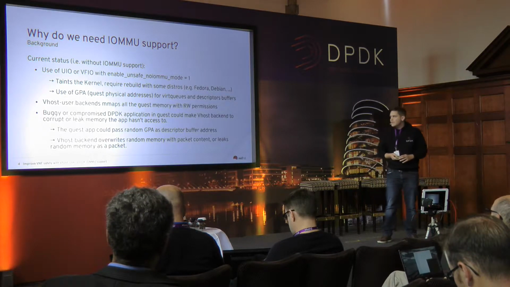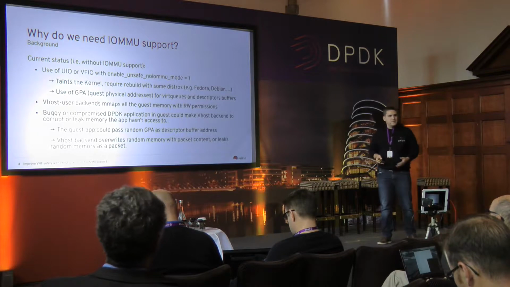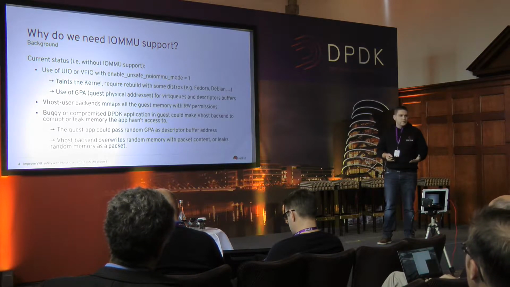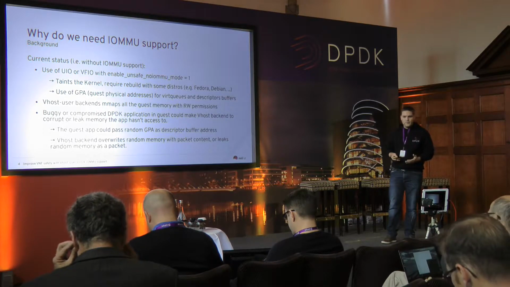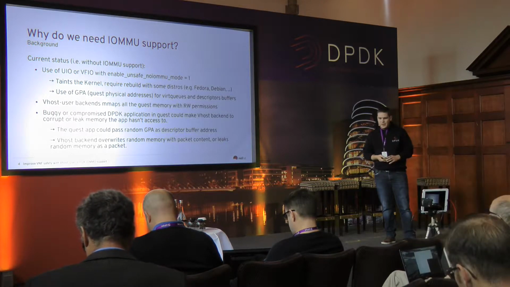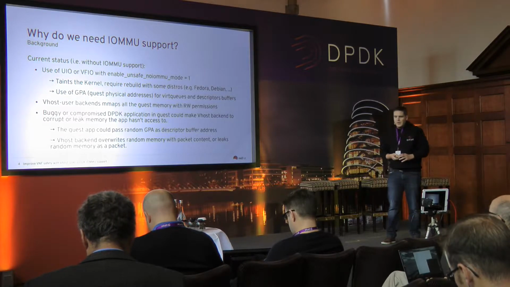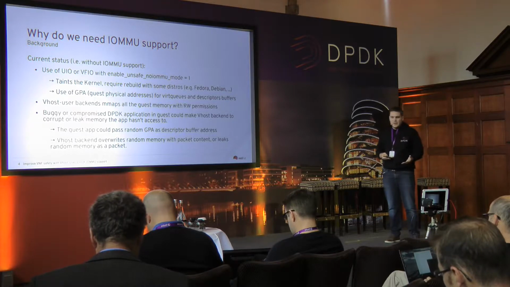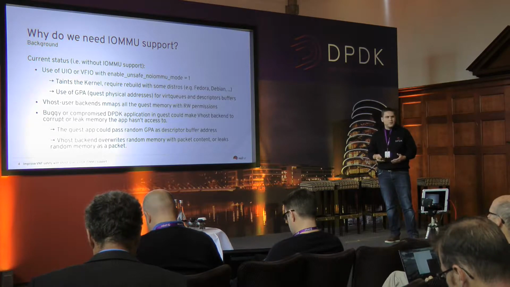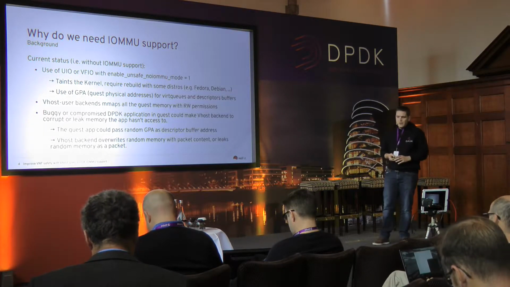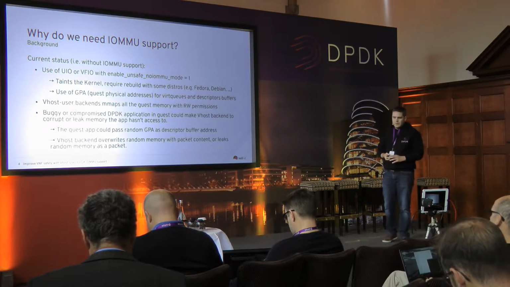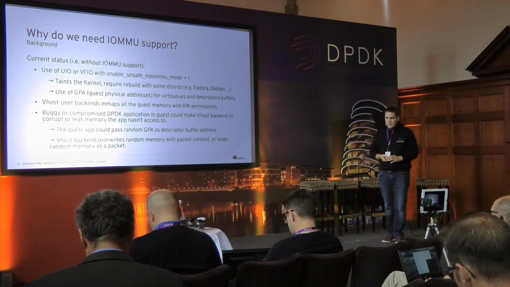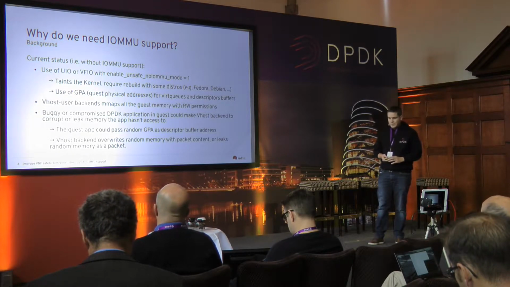So the Vhost-user backend can read and write any pages in the VM. So if you had a buggy or compromised DPDK application, which, for example, would pass a kernel physical address as a buffer pointer, it could make the Vhost backend overwrite kernel memory in the guest with packet contents, or on the transmit side, it could leak some kernel pages, for example, to the outside world.